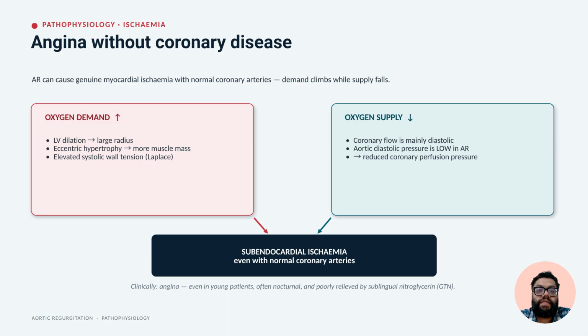On the supply side, in teal, the deck is stacked against the heart. Most coronary perfusion happens in diastole, but in AR, the aortic diastolic pressure is precisely what collapses. Those wide pulse pressures we love at the bedside mean a low diastolic number, so the very pressure that drives blood into the coronaries is reduced. High demand meeting low supply lands hardest on the subendocardium, the most vulnerable layer, and you get true ischemia without a single plaque. Two clinical fingerprints worth remembering. The angina can strike young patients and at night, and it responds poorly to sublingual nitroglycerin, unlike the angina of coronary disease.